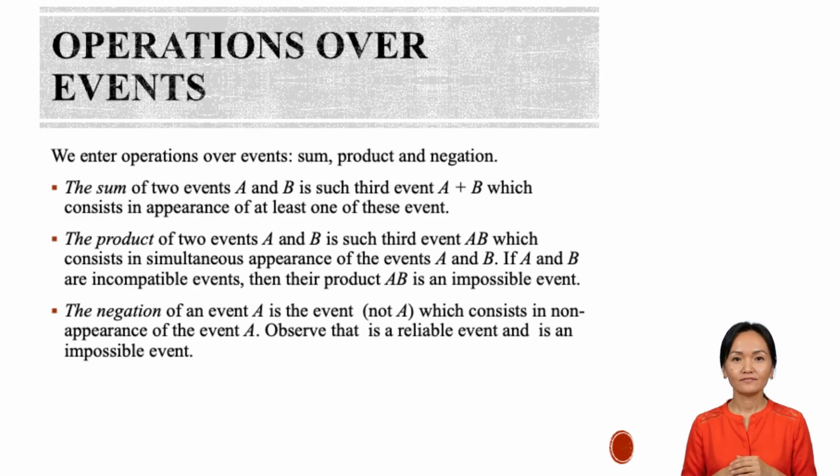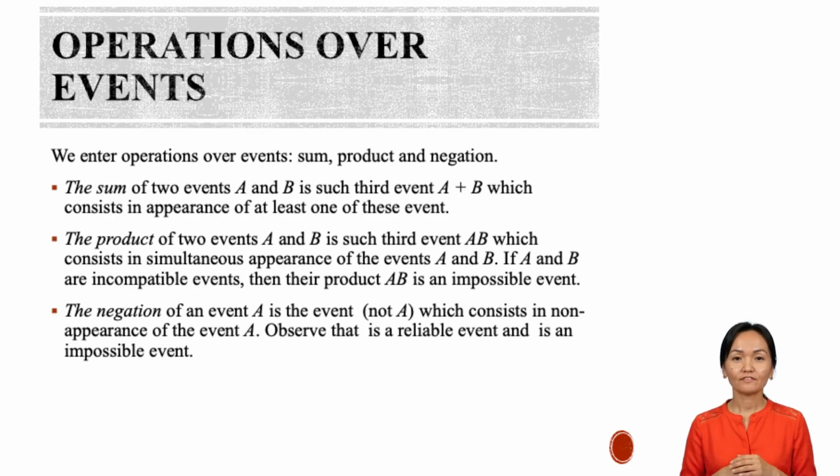The product of two events A and B is a third event, denoted AB, which represents the simultaneous occurrence of both events A and B. This is the intersection of events. An important special case occurs when A and B are incompatible events, meaning they cannot happen together. In that case, their product AB is an impossible event which has probability 0.